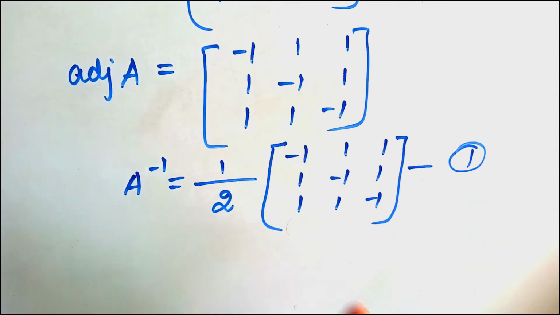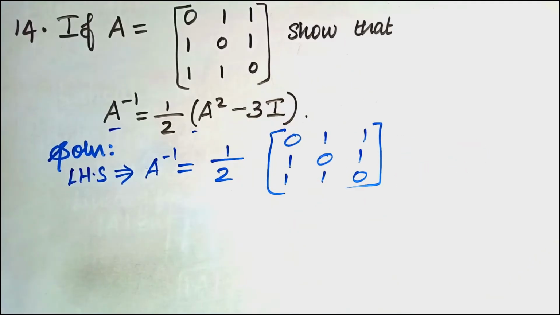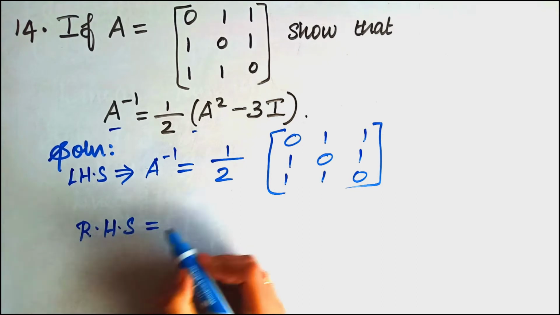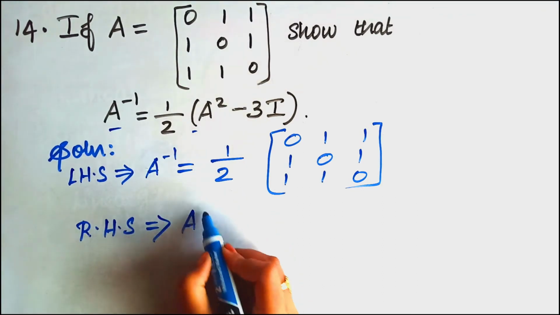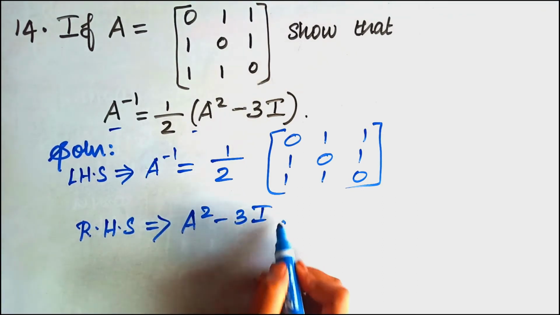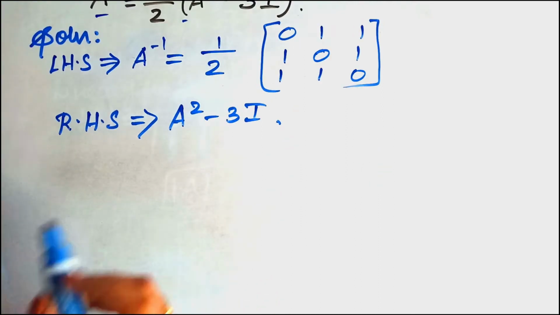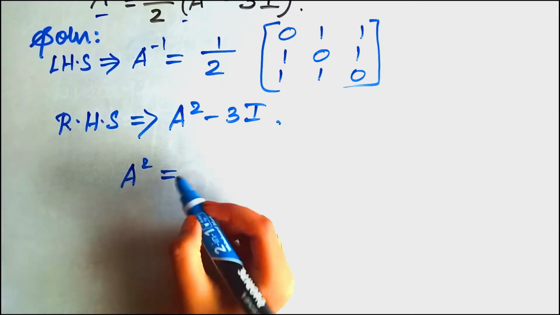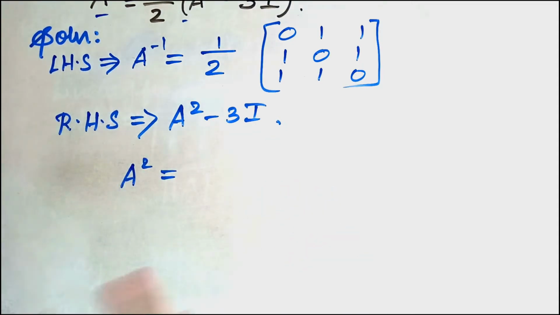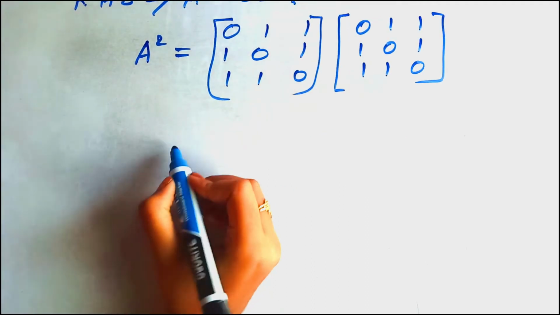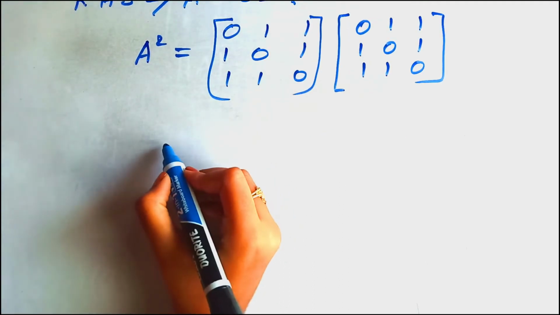Now we have to find the value of the right hand side, which is nothing but A square minus 3A. So first let's find the value of A square here. A square is equal to, we have to write the value of A here 2 times. Now we have to multiply each and every row and column.